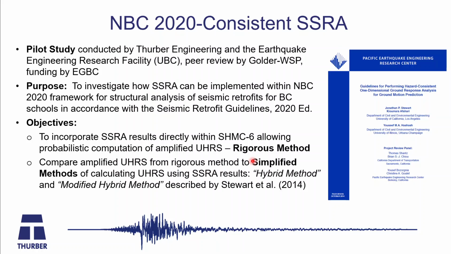And the two methods that we looked at in this study, one was the hybrid method I just described, and the other is the modified hybrid method, both of which were described in this PEER report, Guidelines for Performing Hazard Consistent One-Dimensional Ground Response Analysis for Ground Motion Prediction. Okay, this is by Stewart and company.